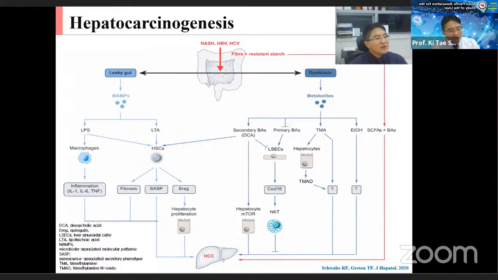Bacterial MAMPs such as LPS, acting through toll-like receptor 4, and LTA, acting through toll-like receptor 2, act on hepatic stellate cells to promote hepatic stellate cell SASP and the secretion of the hepatomitogen epiregulin. MAMPs may act on macrophages to trigger tumor-promoting inflammation as well as hepatic stellate cell activation and fibrosis, which may promote hepatocellular carcinoma development.